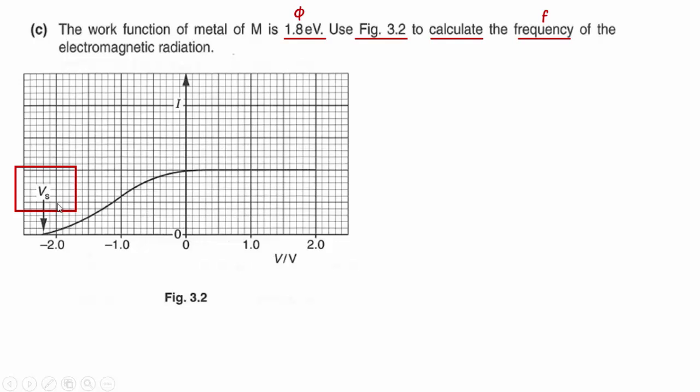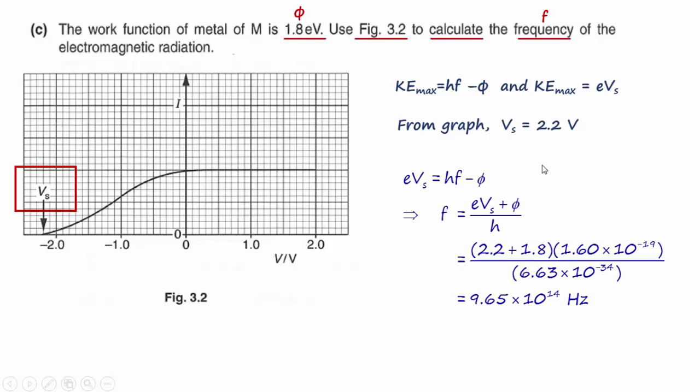What is the relationship between the three quantities that allows us to find the frequency? We have KE max equals hf minus phi, and we know that KE max can be expressed as e times Vs. So using these two relationships, we can now solve for f, and from the graph, you can read off that Vs is equal to 2.2 volts.